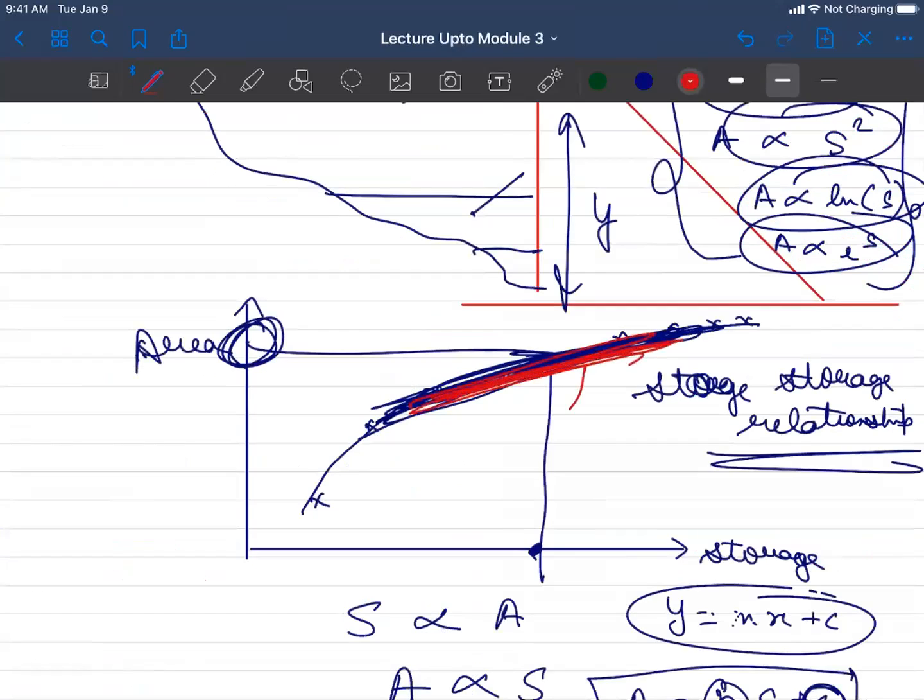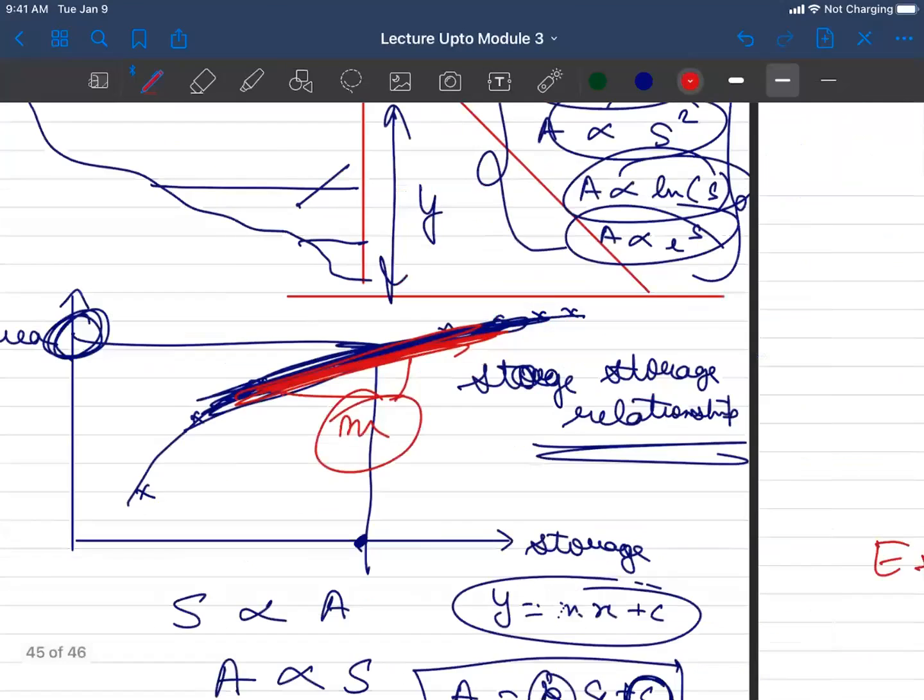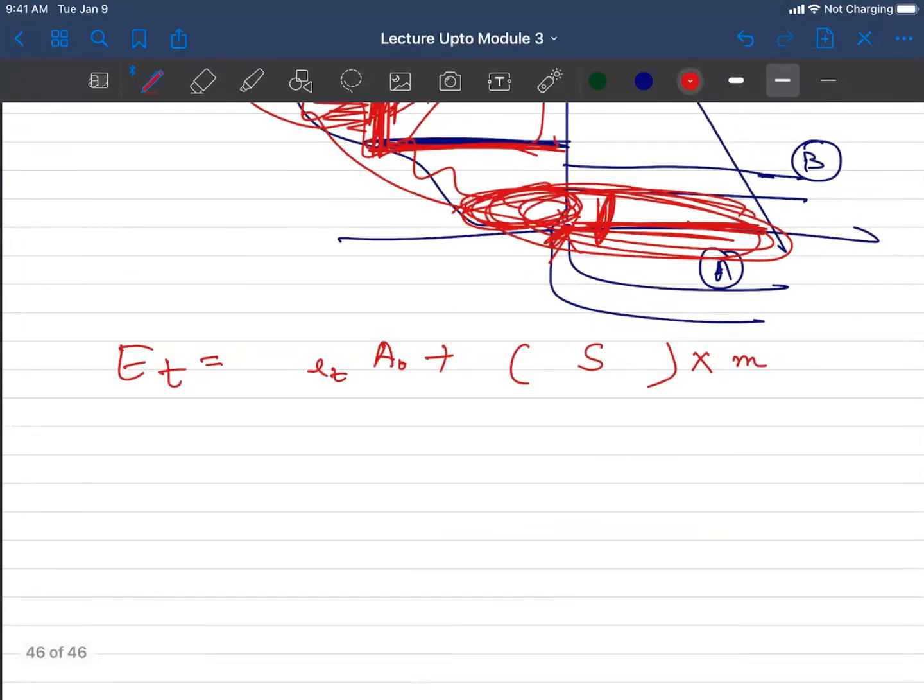If this slope is, let us say, m, we can simply say that if I know storage, I know m. If I know storage and I know m, I can determine the surface area. So this together becomes the surface area of live storage. Does it make sense? And now again I multiply it with ET, the rate of evaporation. Now this surface area multiplied by the rate of evaporation should give me the volume of water that would get evaporated on a given day t. Does it make sense?